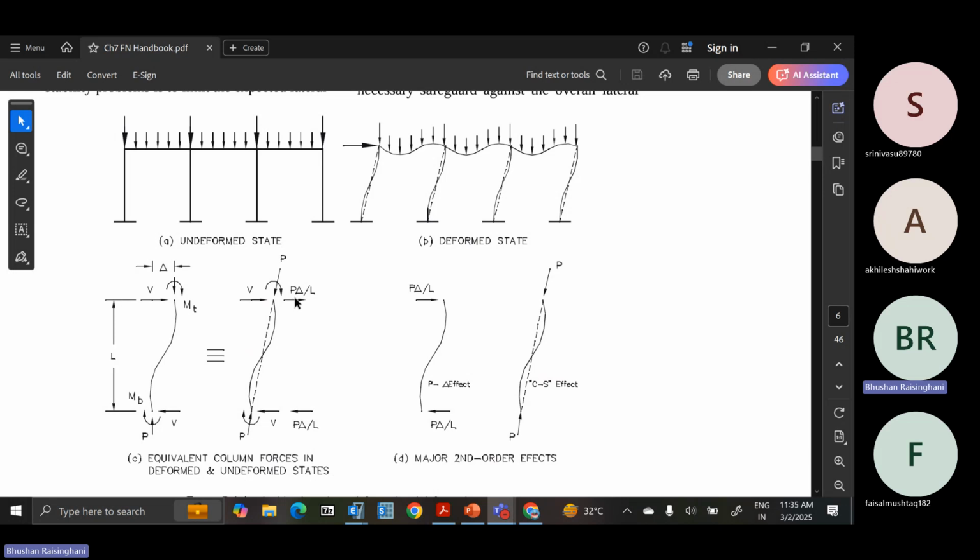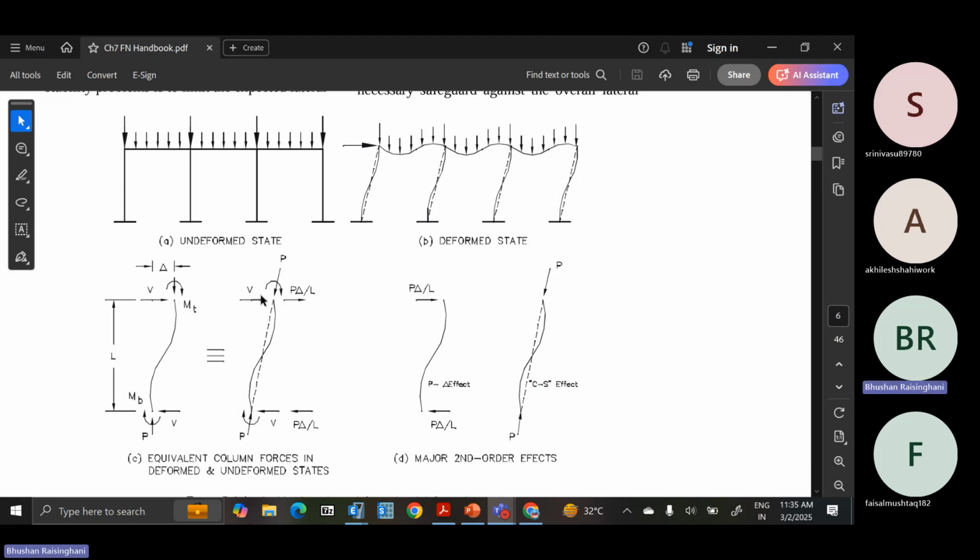Now P into delta by L. So previously you had seen the column was straight, and now there is some delta. That's why the column has moved to a different position. So there will be a P into delta. So the moment is P into delta by L. So this is the lever arm and these are the moments. So P into delta by L will give you the moment at top, and P is the axial force and V is the shear force. Now this is the actual condition of the column. Instead of the straight condition, now it has a moment which is P into delta by L.